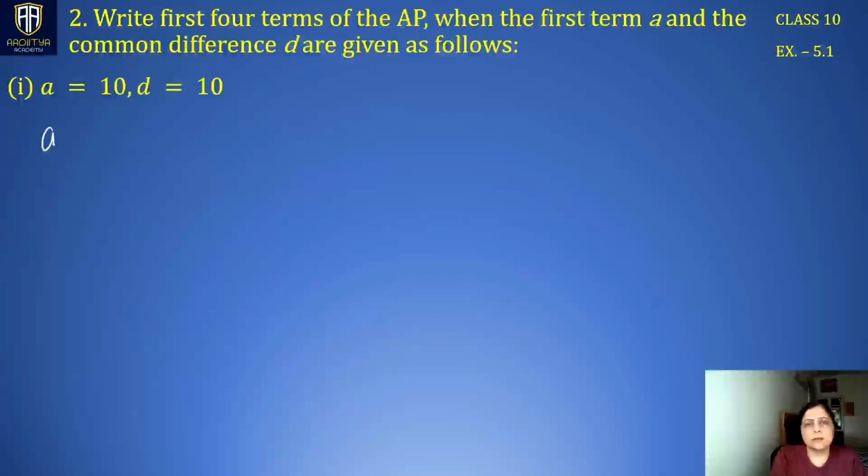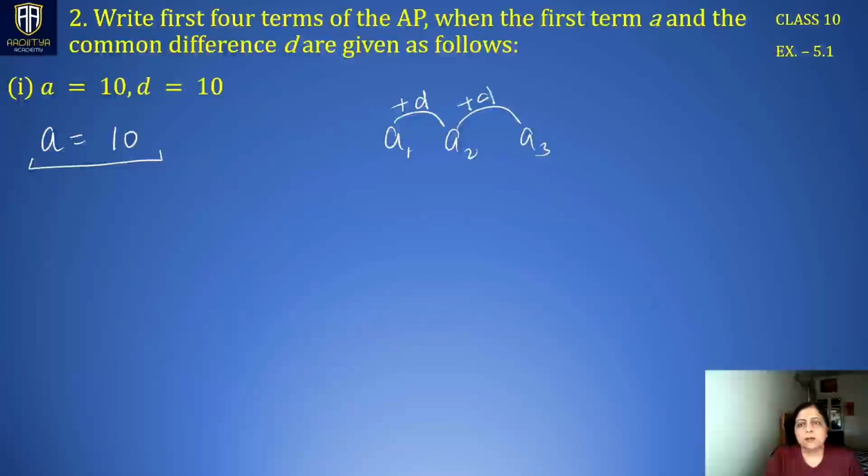So A is 10, and we have learned that an AP is formed whenever we keep on adding a constant number to the existing number. So for the sequence, the first term A is given, and if we have A1, A2 is obtained by adding the common difference to it. A3 is obtained by adding the common difference to A2. A4 is obtained by adding the common difference to A3, right? So we have to keep on moving by adding D to the existing term.